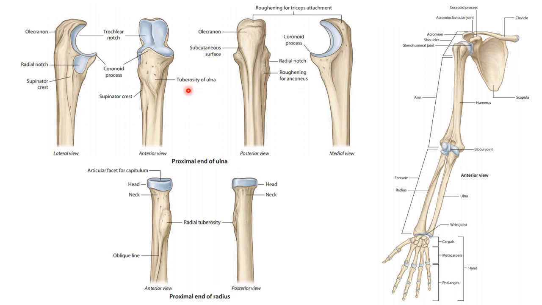What I want from you, until we go into the details of the ulna and the radius, is to remember the radial tuberosity and the tuberosity of the ulna, as well as the olecranon process and the roughening of the olecranon process. So these are the three bony parts I want you to remember: the radial tuberosity on the radius, the tuberosity of the ulna just inferior to the coronoid, and the olecranon process of the ulna.